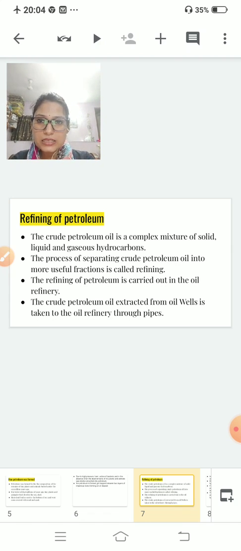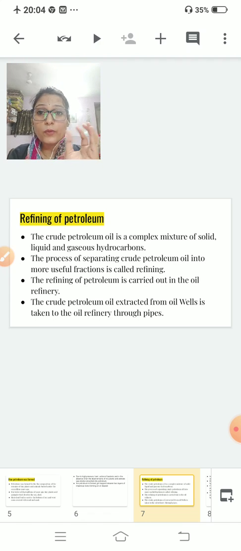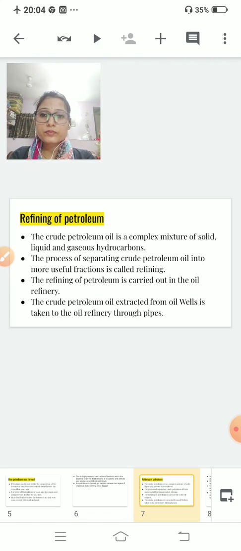It is not compulsory that all are present in one state. They can be present in the form of solid, liquid or gas. Clear? Now, the second step: the process of separating crude oil, petroleum oil, into more useful fractions is called refining. That means separating the different types of material present in crude oil is known as refining. Refining means purification of petrol. So the process of separating crude petroleum oil into more useful fractions is called refining.